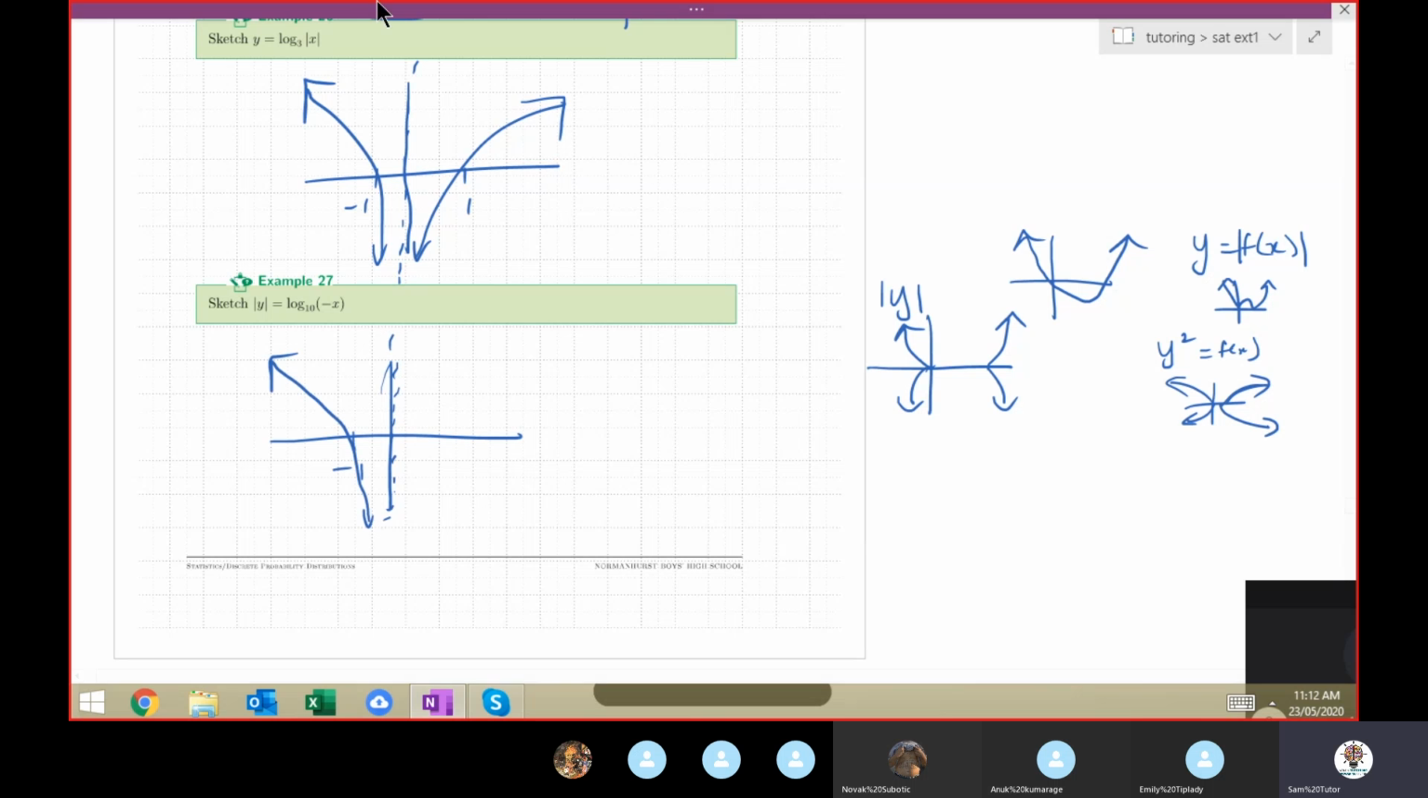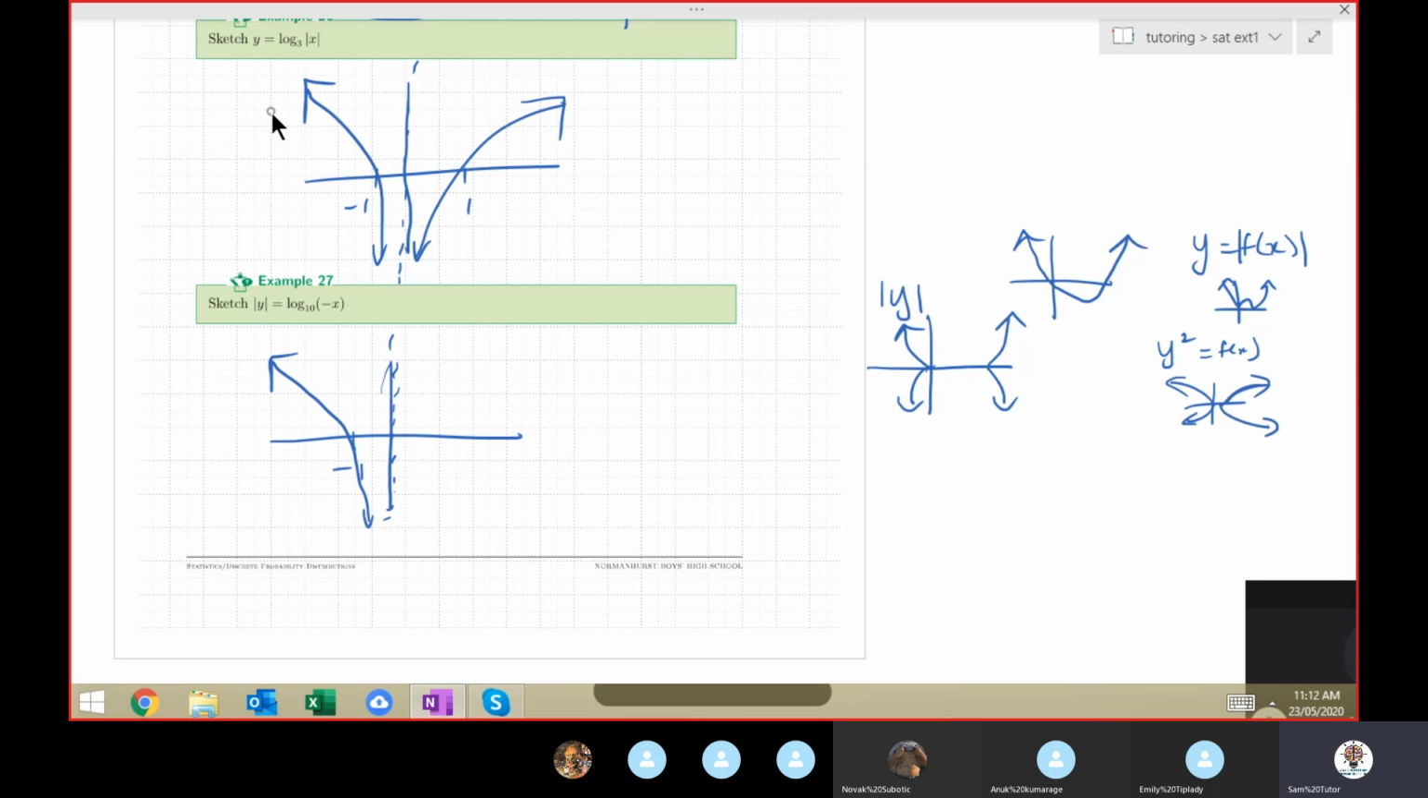there. And then, of course, absolute value of y, all positive y values reflect down. And that would be your answer for absolute value of y equals log subbase 10.